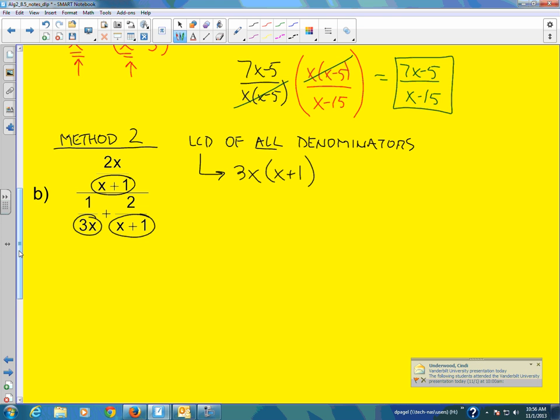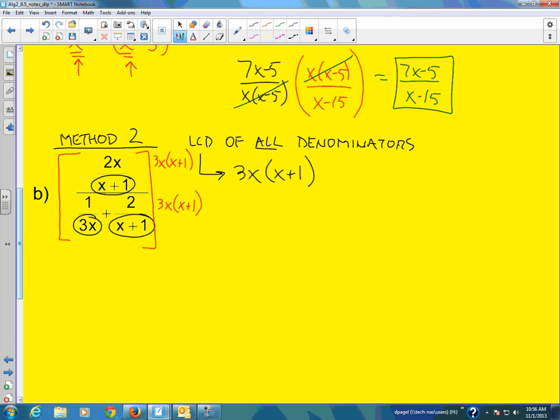So now what we do with that is we take the entire complex fraction and I multiply the numerator part of the complex fraction by this 3x times x plus 1. I also multiply down in the denominator its numerator component times 3x times x plus 1. So I'm making sure that I'm multiplying that 3x times x plus 1 into this whole fraction, and I'm doing the same thing into this whole fraction, but on the denominator side.